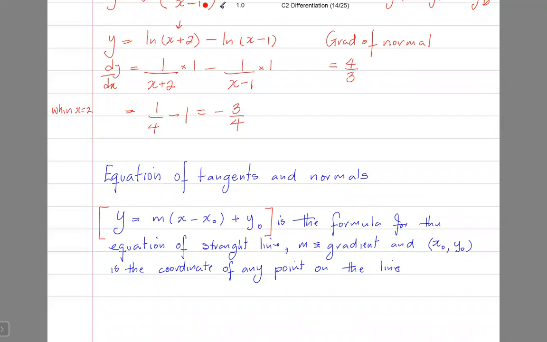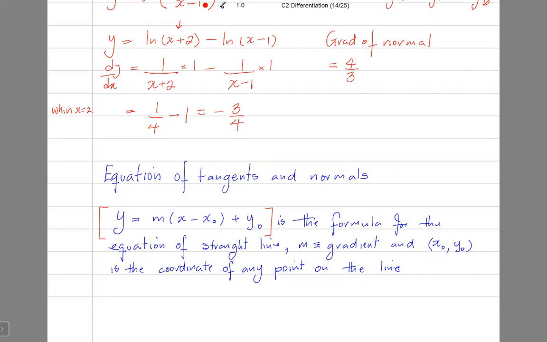So as with any formula, every formula must have an input. The area of a circle is pi r squared, and the inputs for that are pi and radius. So the inputs for this formula are the gradient and the coordinate of any point on the line. So the inputs are m and x naught, y naught. M is the gradient and x naught, y naught is the coordinate of any point on the line.